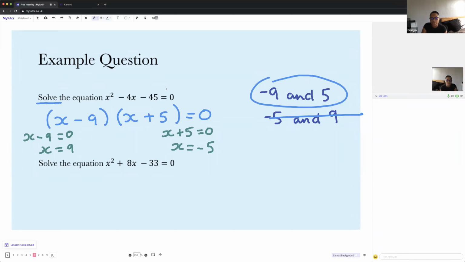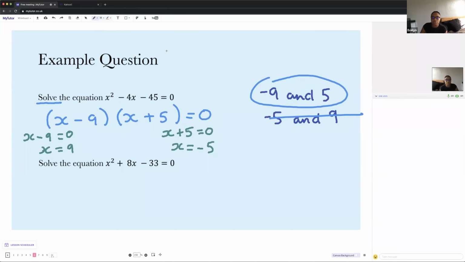So someone said, let's have a look at these. Someone said you believe it's wrong. Okay, so what I would say is try substituting the numbers into the equation to see if you get 0.